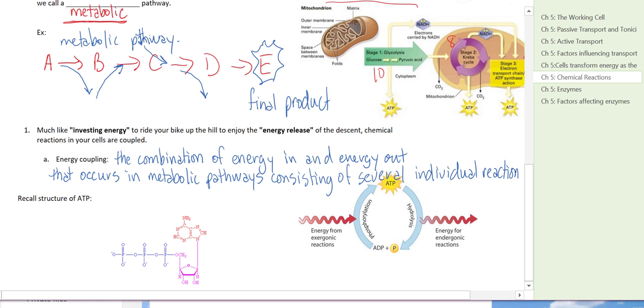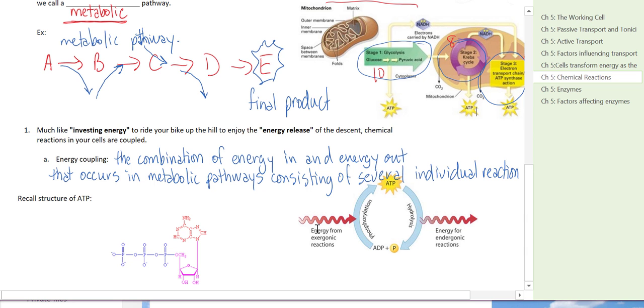And we'll see again in chapter 6 how some stages of cellular respiration involve this energy input, and the payoff phase comes out big time at the end. All right, so that's in chapter 6.